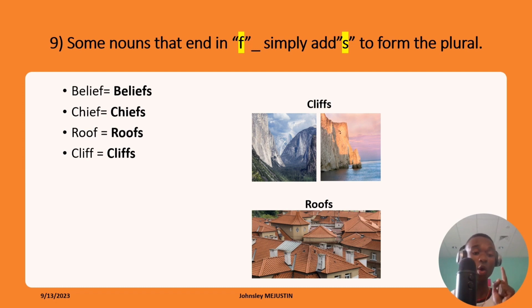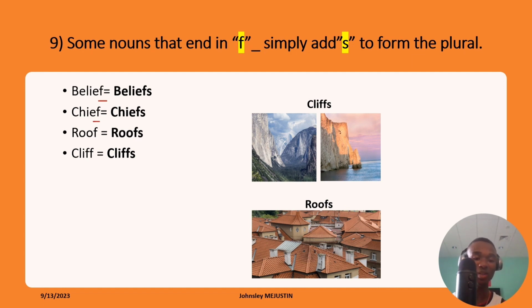So these words, while they end in F, you do not remove the F and replace it with VES. You just add an S. You simply add S to form the plural. Belief, you say beliefs. Chief, you say chiefs. Roof, you say roofs. Cliff, you say cliffs. Okay? Belief turns out to be beliefs, not believes. Do not remove the F and replace it with VES. No, don't do that. These are exceptions. Okay? Be careful about that.